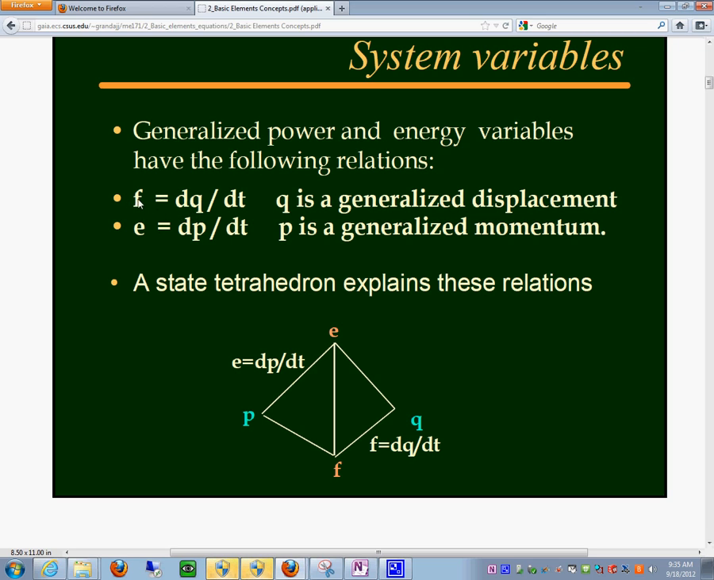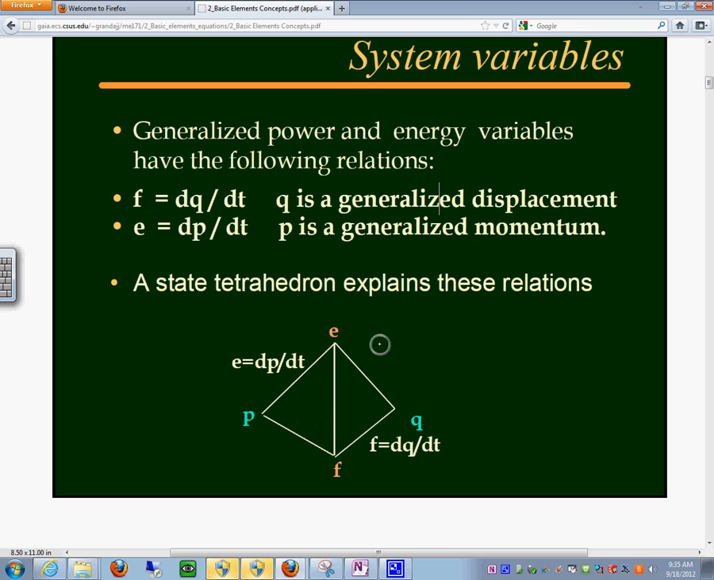So if you have the flow, like in this case on a mechanical system, the flow is going to be the velocity. It means the velocity is the derivative of the position, so dq/dt is equal to F. Or you can say that the force is equal to the rate of change of momentum, right? That we learn in E110, in several chapters of that textbook. But the idea is that F is the derivative dq/dt, and E is the derivative dp/dt.